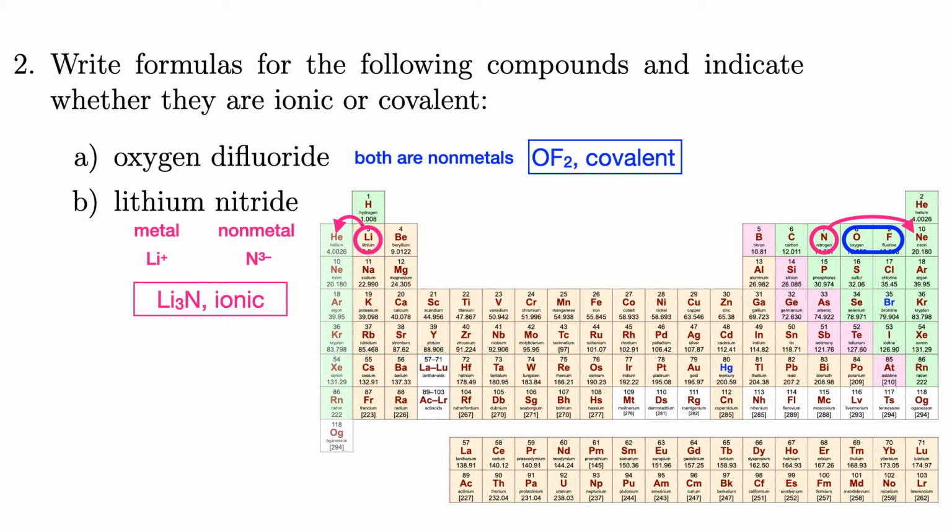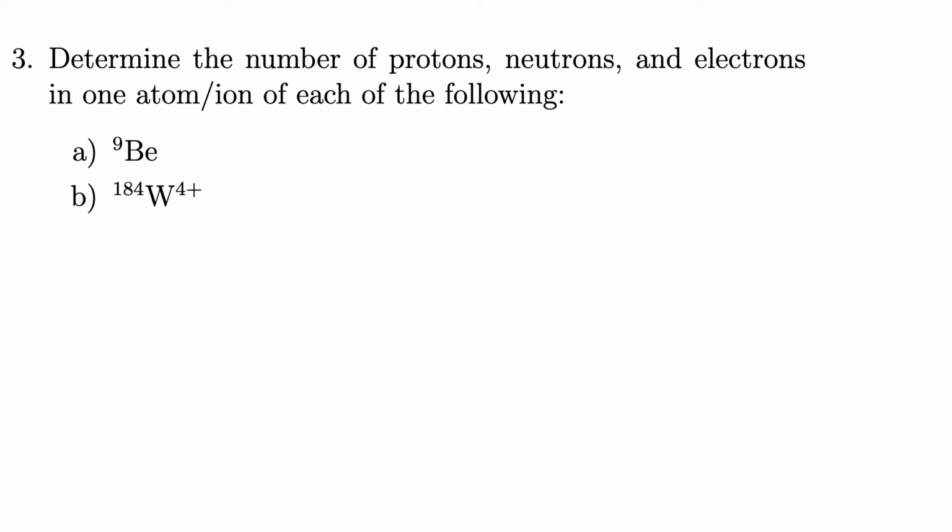Okay, moving along, the next question asked us to determine the number of protons, neutrons, and electrons in one atom or ion of each of the following: beryllium 9 and tungsten 184, 4 plus. The cartoon picture that we have in our minds when we think about an atom is that it has a small, massive nucleus containing positively charged protons and neutral neutrons, and then this nucleus is surrounded by electrons that are doing electron things, but they're outside the nucleus.